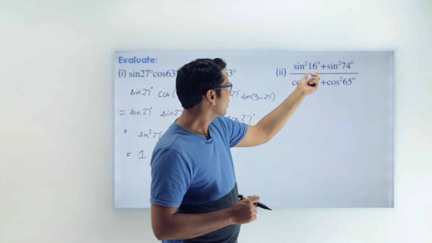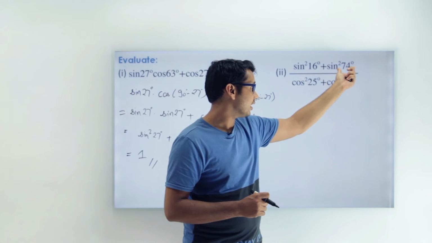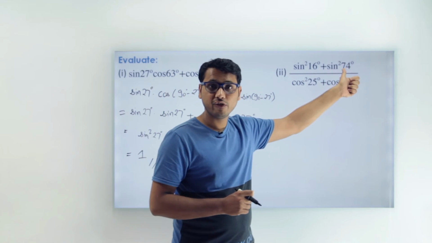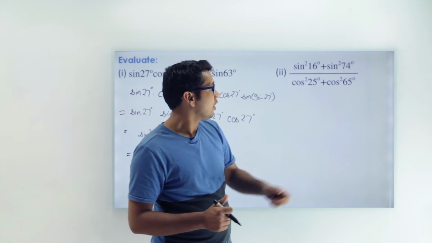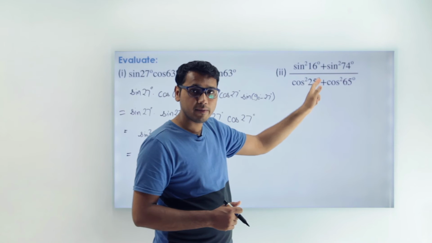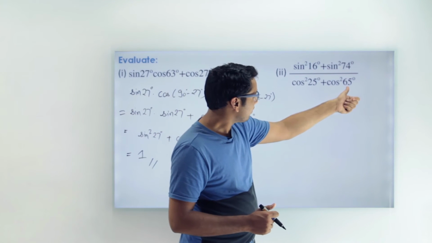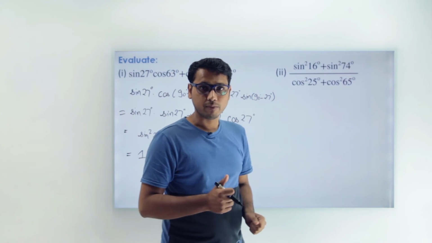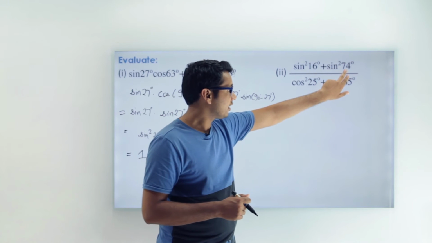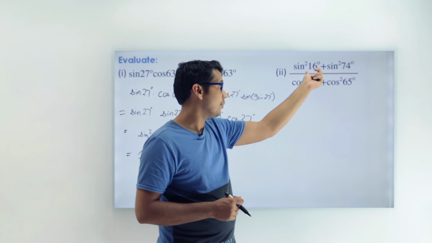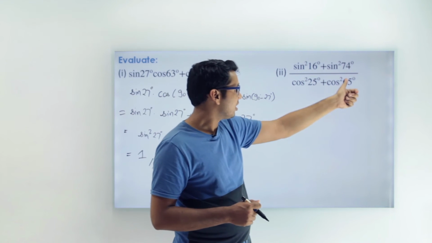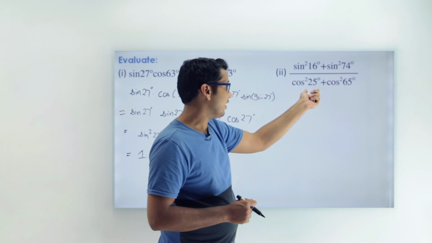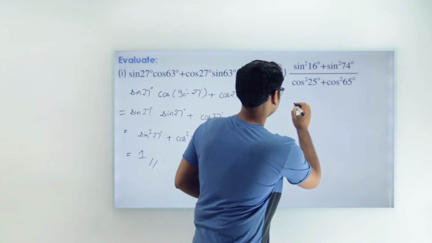Now this is 16 degrees and 74 degrees. The sum of 16 and 74 comes out to be 90 degrees, so these two angles are complementary. Similarly, the sum of 65 and 25 is also 90 degrees, so these two angles are also complementary. So we can break this term into 90 minus its complementary angle 16. Similarly, we can break 65 into 90 minus its complementary angle, that is 25. So let's do it.